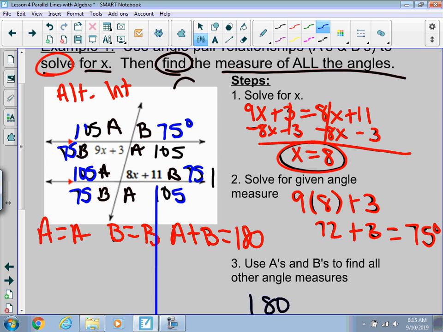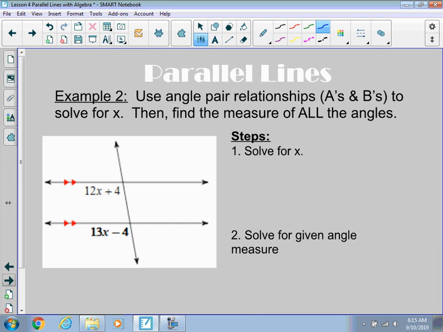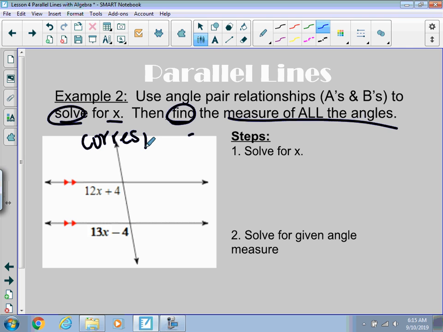All right, let's try the next one. Okay, we're still doing the same thing. We're solving for x and finding the measures of all of the angles. Again, if you use vocabulary, this is corresponding. Same spot, different lines. They would be congruent. Or you could use your A's and B's here. And notice that they are both B's. So again, we would set them equal.